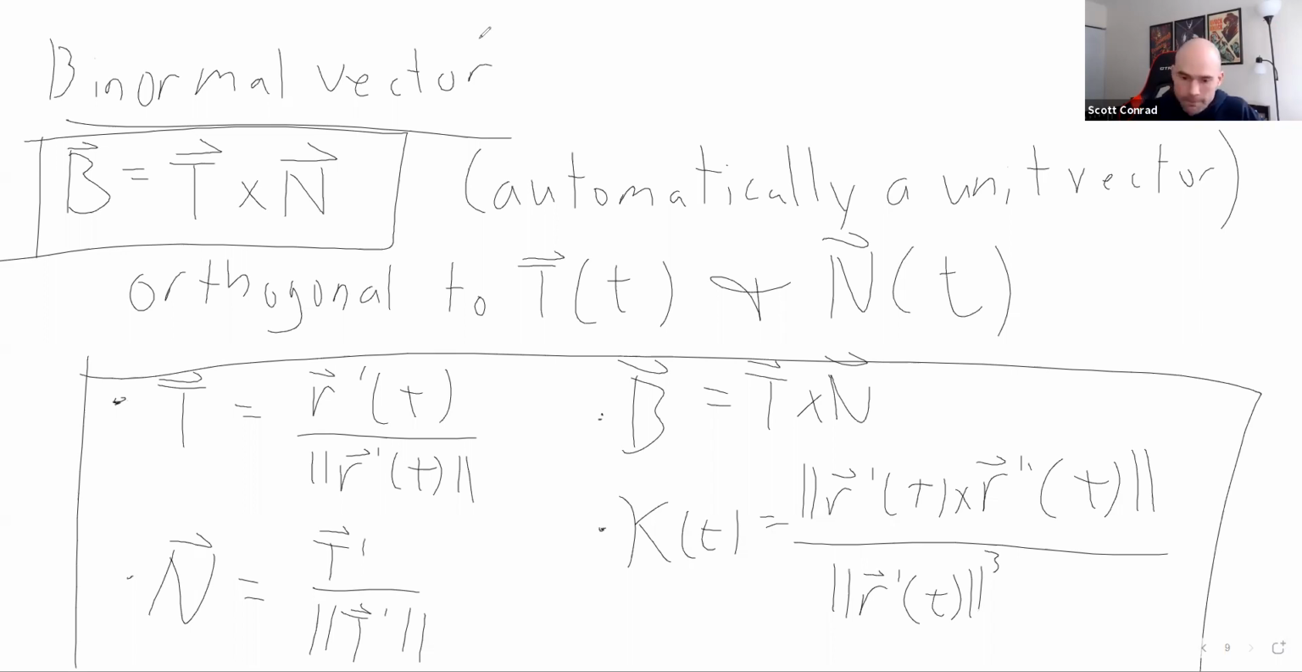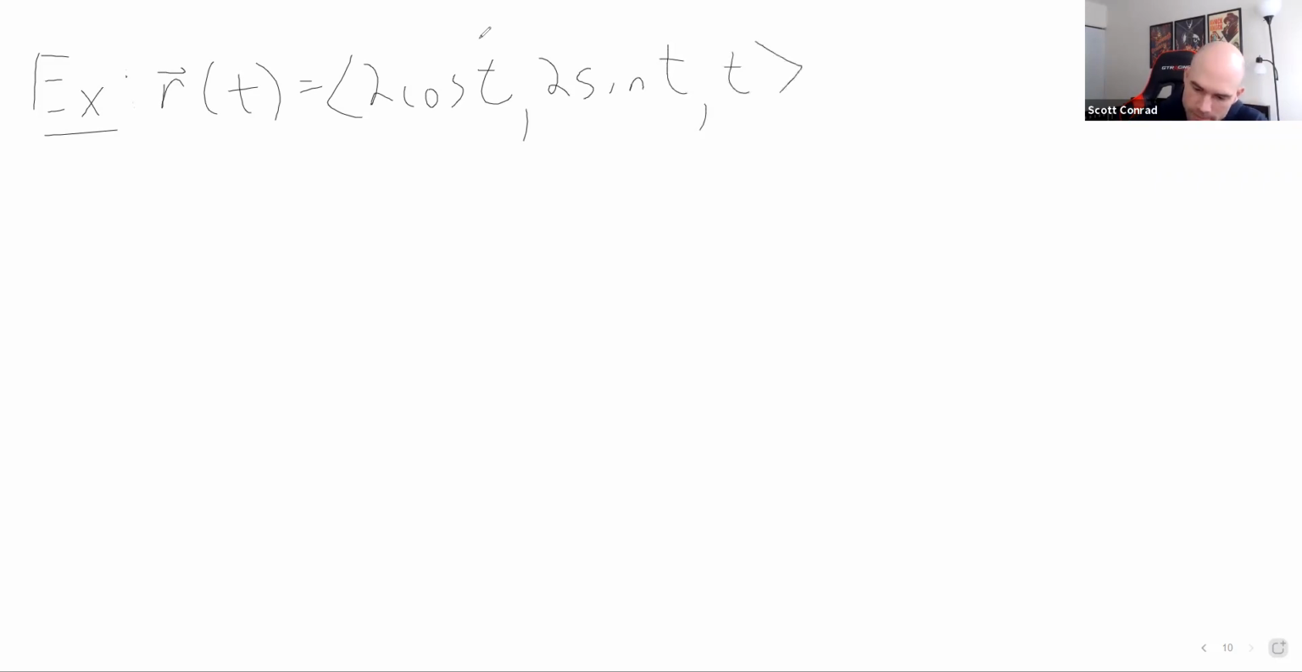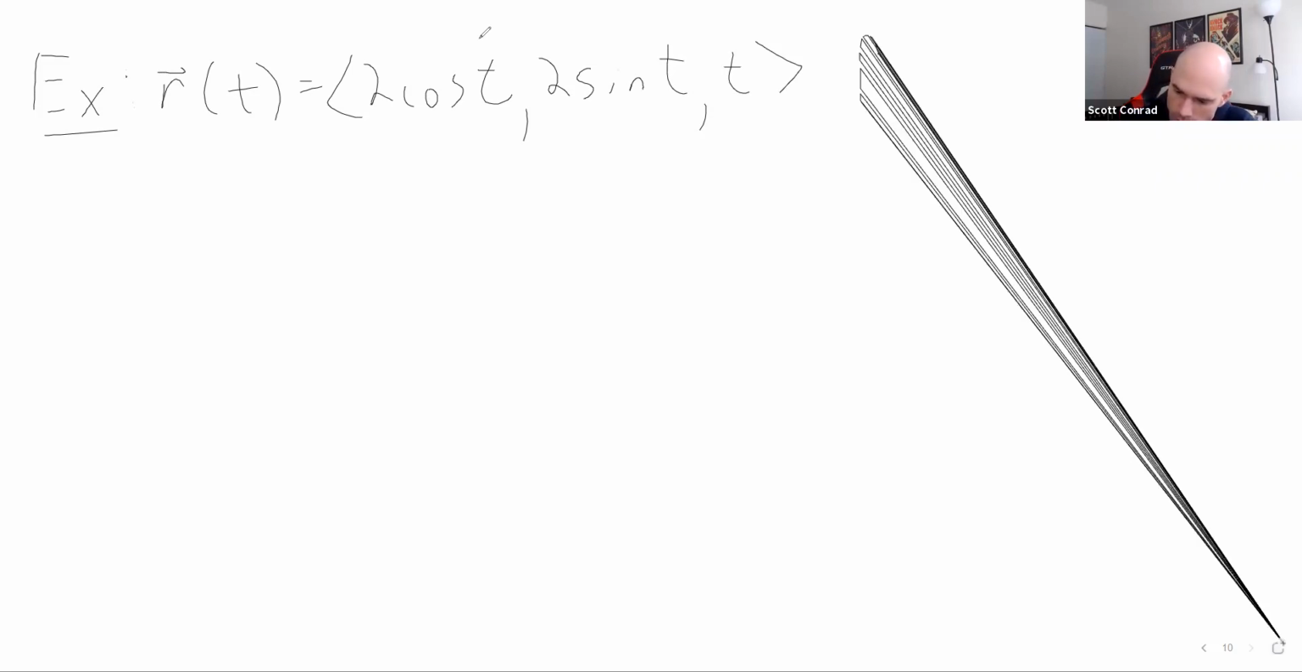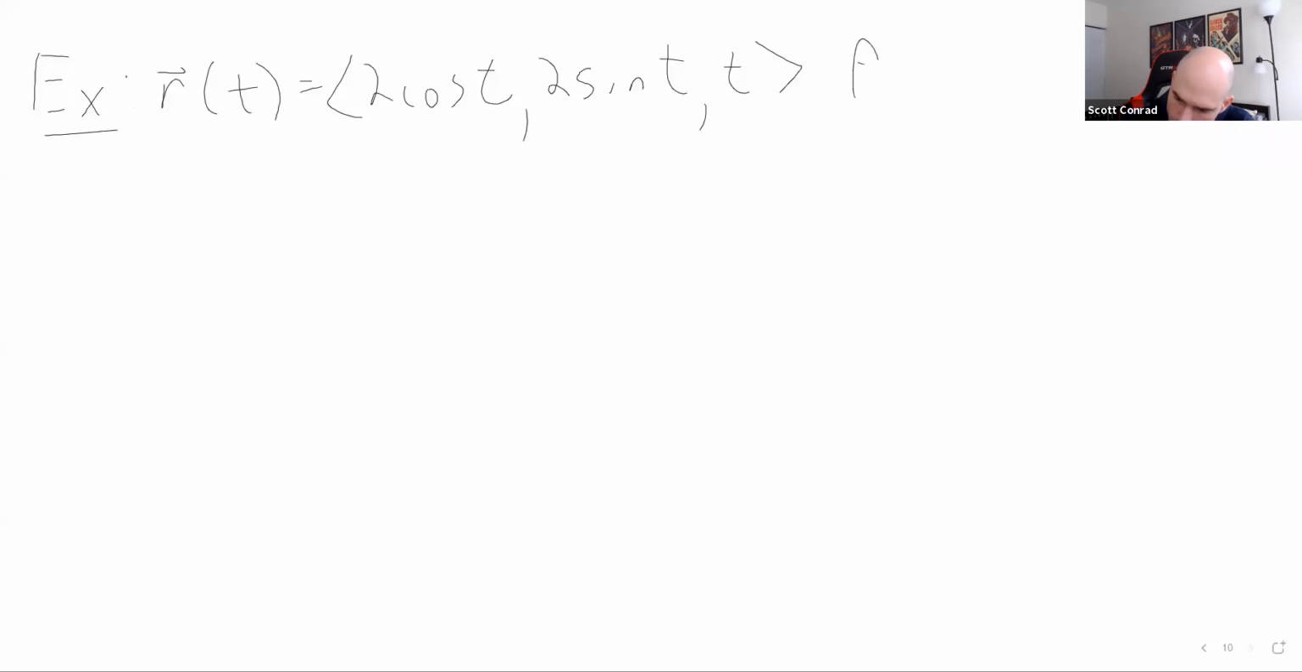Okay, so very extremely quickly. If you need to go, that's fine. I'm going to do a really quick example, finding the unit tangent, unit normal, and binormal vectors for a helix. So r of t is going to be 2 cos t, 2 sine t, t. It's going to be a helix. So let's find the unit tangent, unit normal, and binormal vectors.